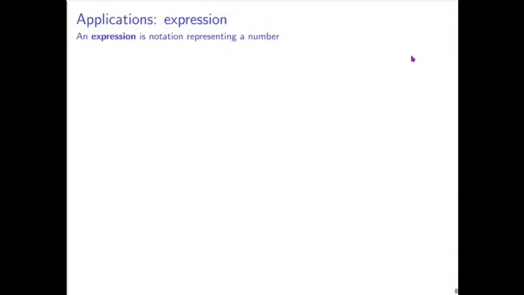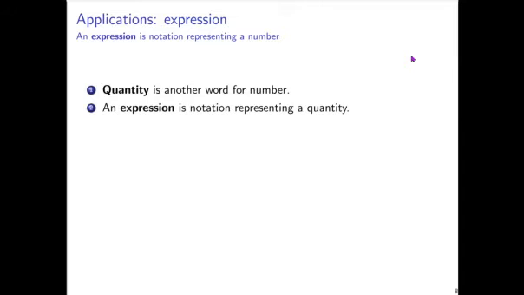What are applications of expressions? Well, recall first of all, an expression is notation representing a number. By the way, quantity is another word that we will often use for number. So where do numbers appear? Well, kind of all over the place, right?